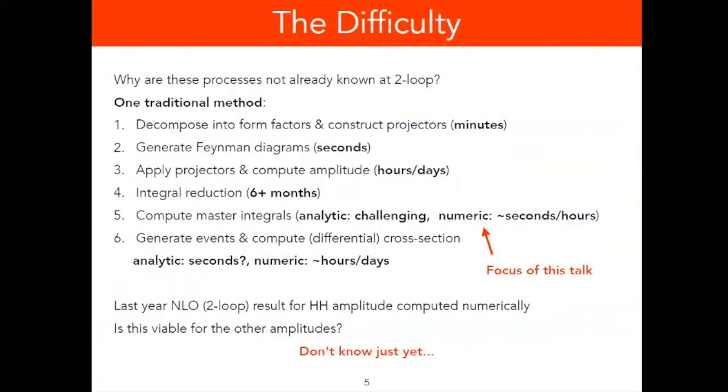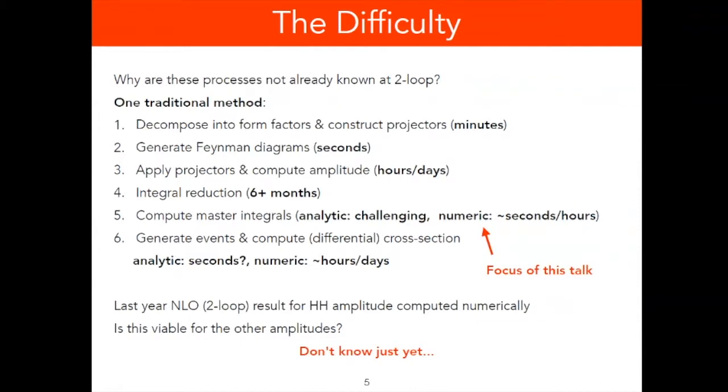So what's the difficulty? Why aren't all these processes just known already? Let me talk about one traditional method that we use for double Higgs and tell you why it's sometimes difficult. These are the steps that we typically follow. You decompose your amplitude into some form factors and you construct projectors. This takes minutes of computer time. It might take a bit more time for humans because you have to think a bit, but once you know what you're doing, a few minutes.